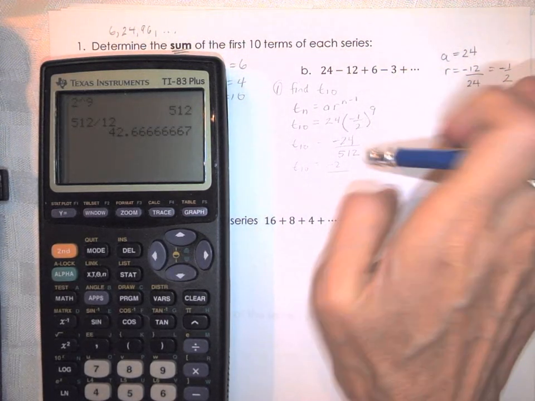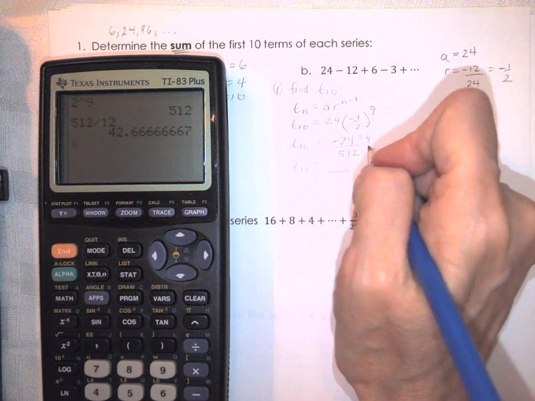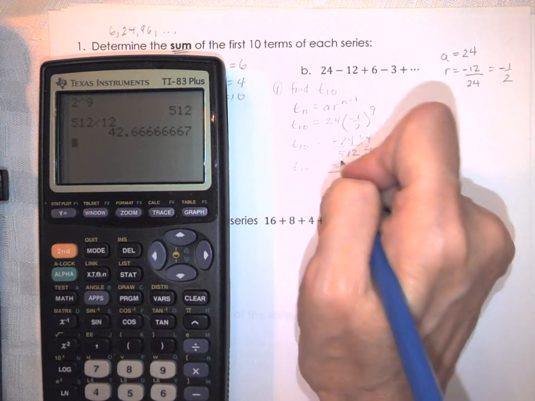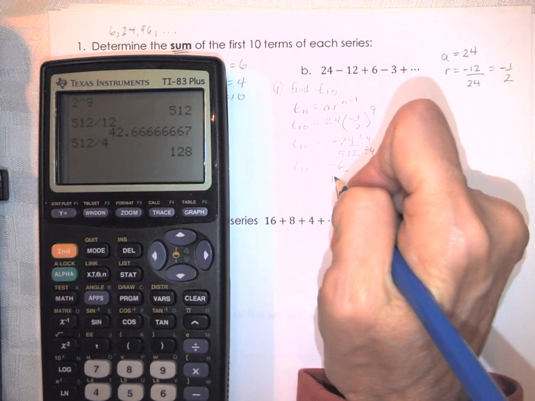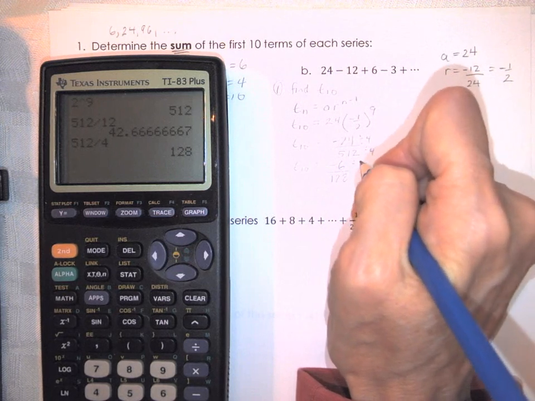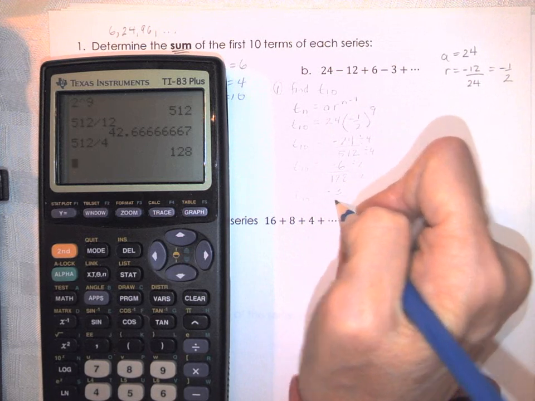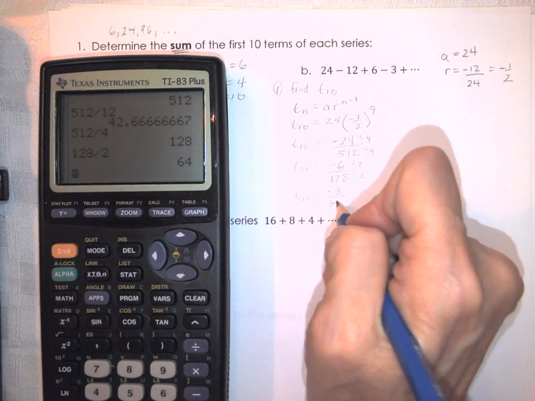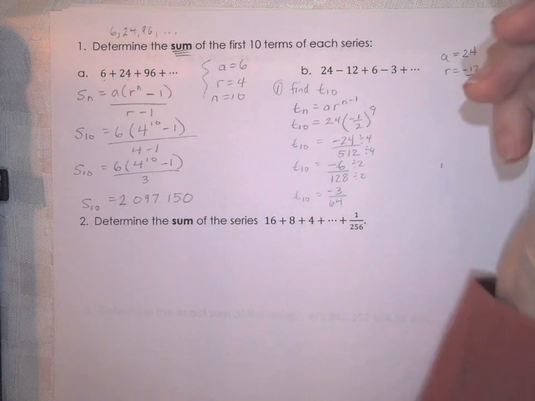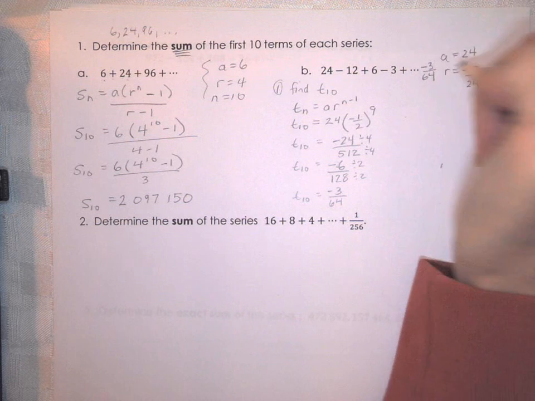Nope, can't divide by 12. But I can divide by 4. So that's going to give me negative 6 over 128. I can still divide by 2 on top and bottom. So it's going to give me negative 3 over 64. So now I know that the last term is going to be minus 3 over 64.